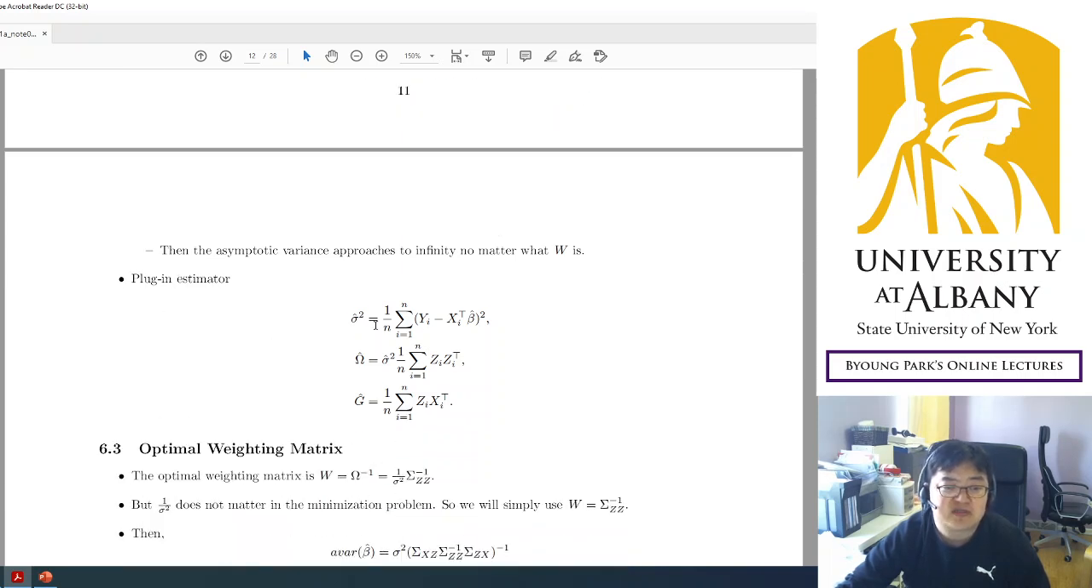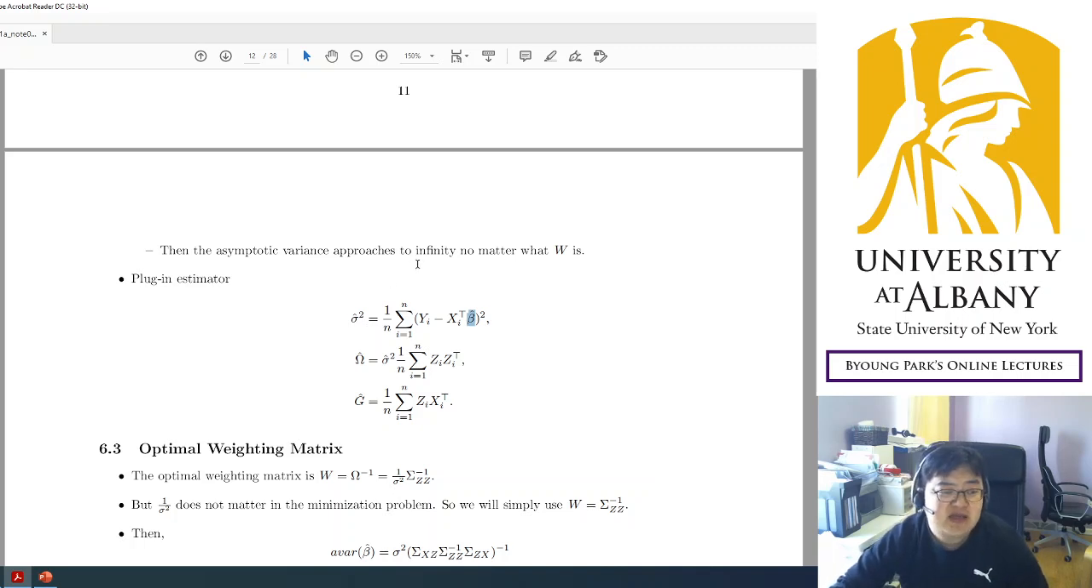And plug-in estimators are easier in this case because the derivative does not depend on the parameter. So you don't need to calculate anything for G hat. But when you calculate sigma squared, the variance of epsilon is obtained by beta hat, so obtained as y minus x beta hat. So you are using your estimator: after you obtain the estimator, calculate the variance of epsilon.